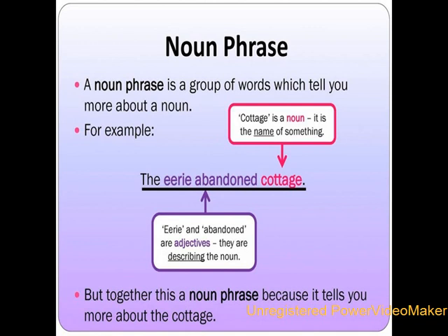A noun phrase plays the role of a noun. In a noun phrase, the modifiers can come before or after the noun. Here, in an example, you can see the airy abandoned cottage. Airy and abandoned are two adjectives. They are describing the noun. Which noun? Cottage. Cottage is a noun. It is the name of something. But together, this is a noun phrase because it tells you more about the cottage.